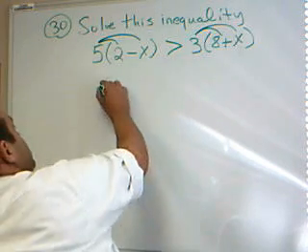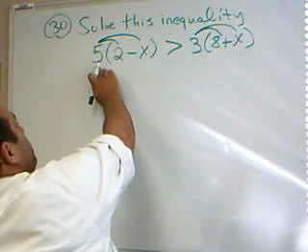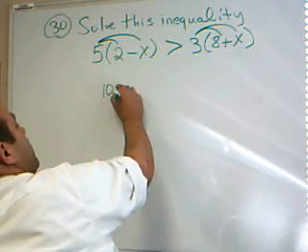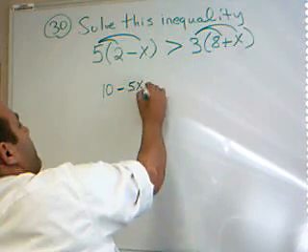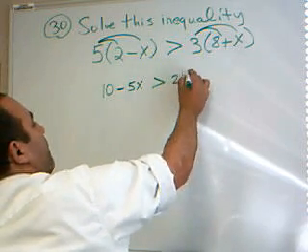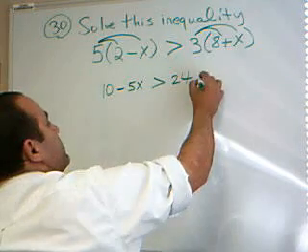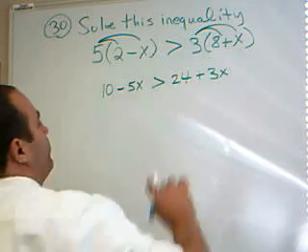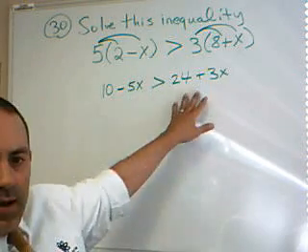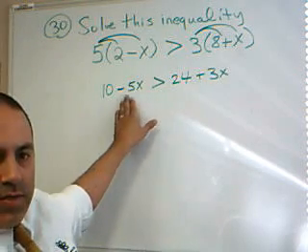5 times 2 is 10. What students always have to remember is don't forget to do that second part of distribution. 5 times negative x is negative 5x, greater than 3 times 8 is 24, and 3 times x is a positive 3x. So we've cleaned up the distributions, and now we've just got an inequality with x terms and number terms on both sides.